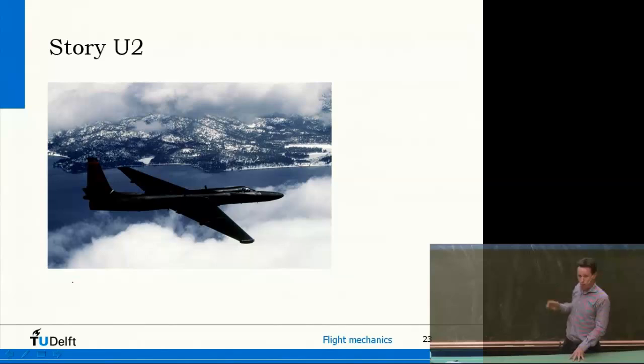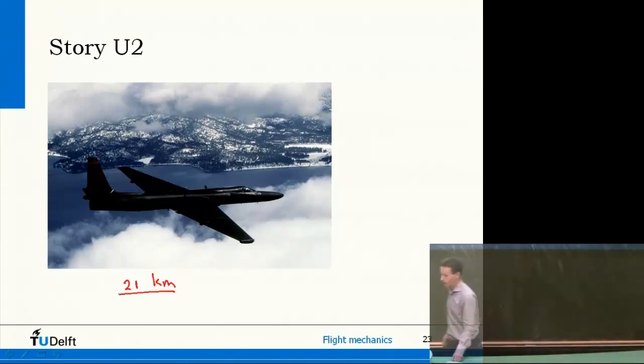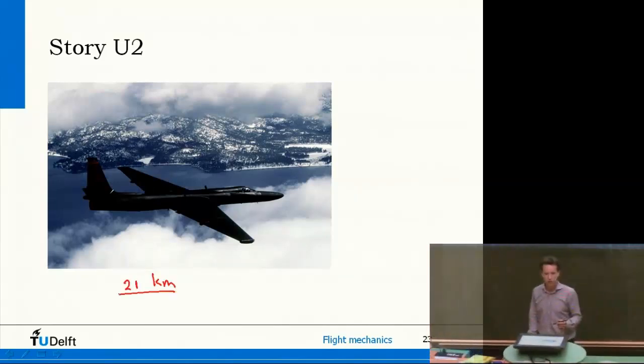Now, this worked very well for a few years, until the Russians managed to get to the altitude. And this meant that the plane was shot down by the Russians. The pilot was safe, but this caused an international incident, and it basically deteriorated the feelings between Russia and America. But what is nice to see is to look at the performance of this aircraft.